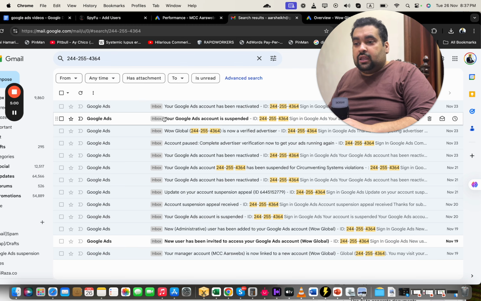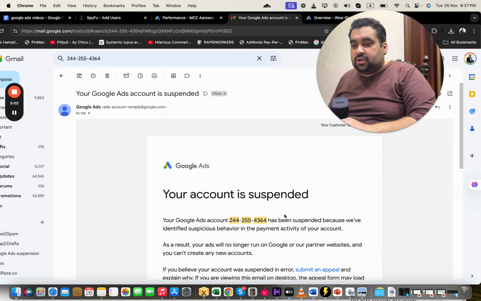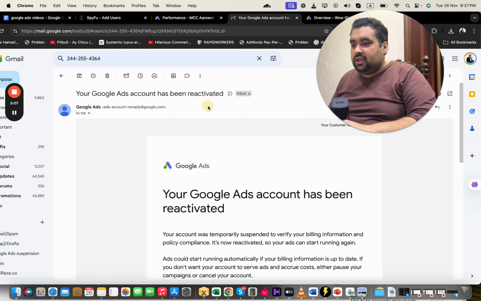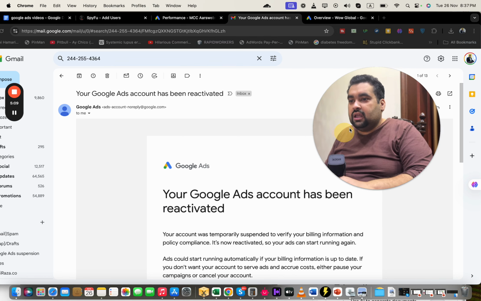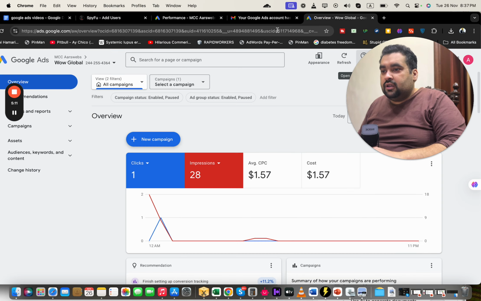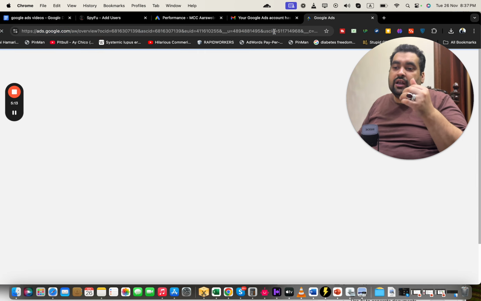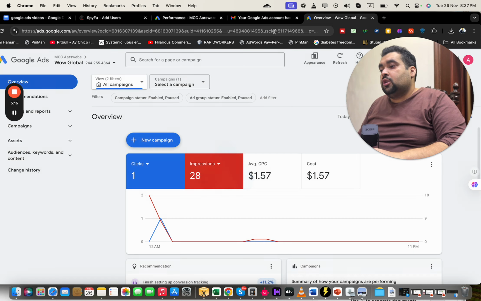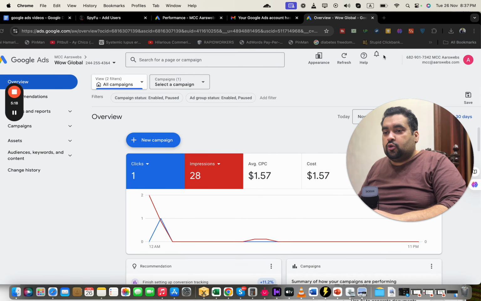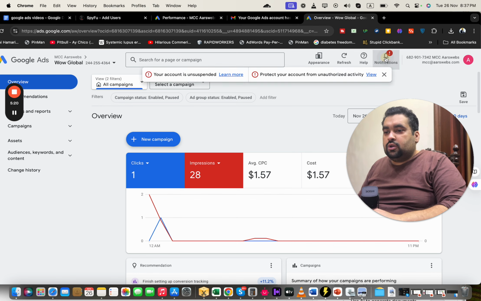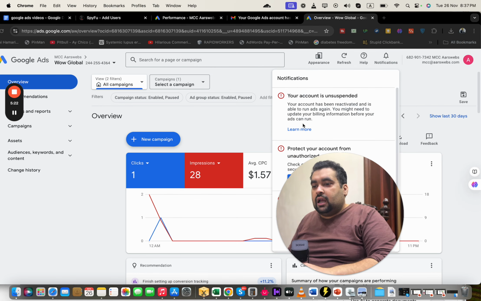And then it again went into suspension for suspicious activity, but we got it restored. You can see over here that the account has been reactivated. And if I refresh in front of you guys, you can see that the account is no longer in the suspension stage. And if I open it in front of you guys, you can see that the account is unsuspended. So this is another successful case study regarding a Google Ads account which was suspended.